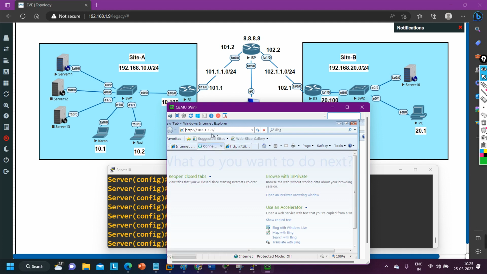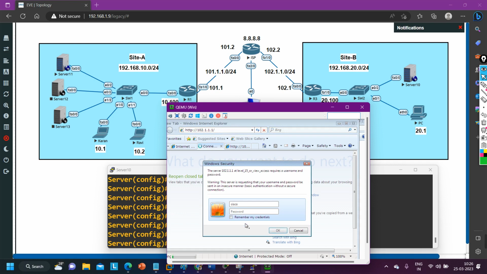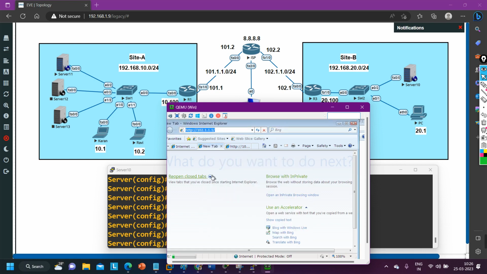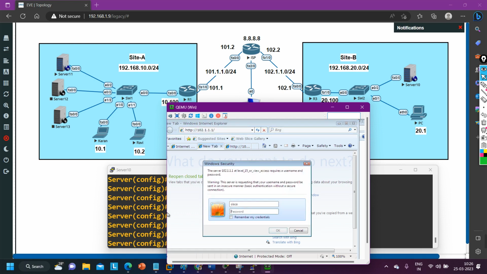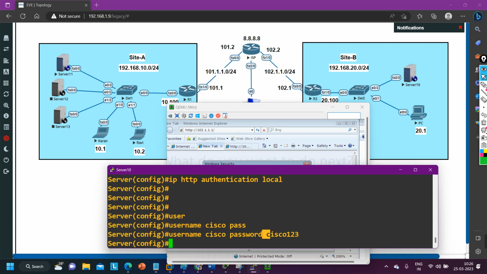Here 102.1.1.1. This is my public IP address. Username Cisco and password is Cisco 123. Actually, this browser is not asking for a username, just a password. Password is Cisco 123. Yes, it's fine.